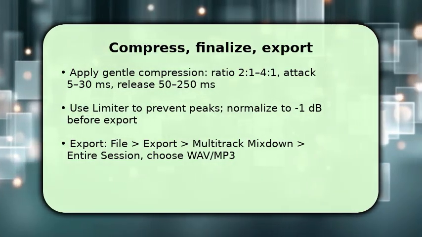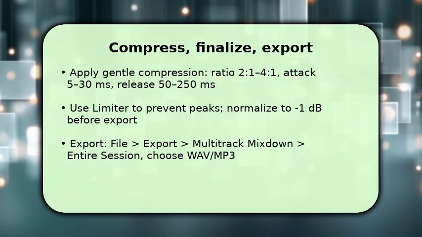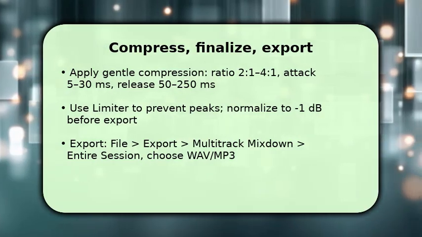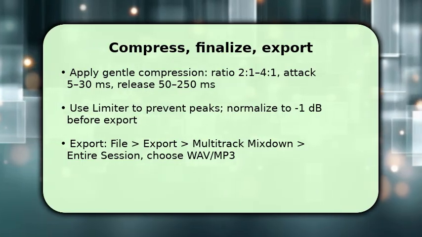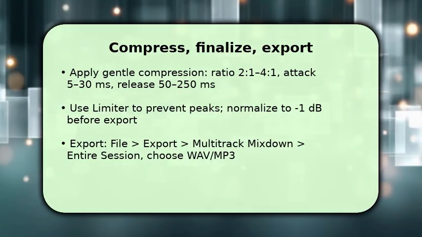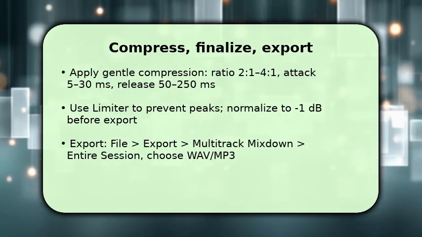Once satisfied, render a multi-track mixdown. If you see distortion after export, check master bus gain and bypass plugins to isolate the culprit. If necessary, revert to the saved multi-track session and reduce peak gain before.